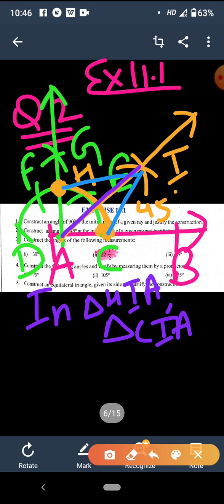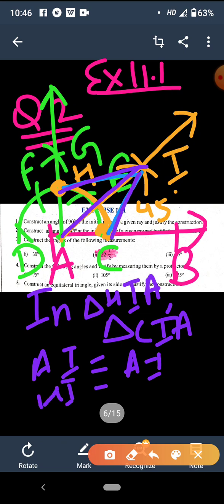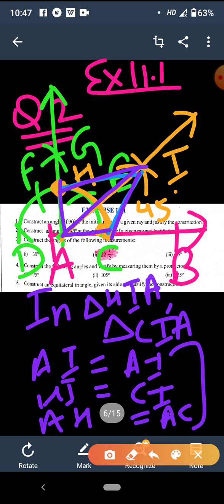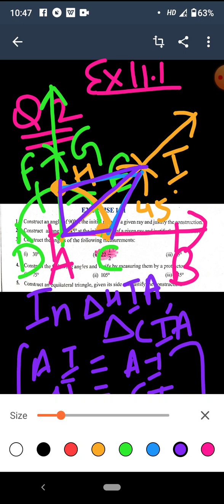From here you can see that AI equals AI, and HI equals CI because they are arcs of the same radii, and AC equals AH also arcs from the same radii. So by using these three you can see that the triangles are congruent.